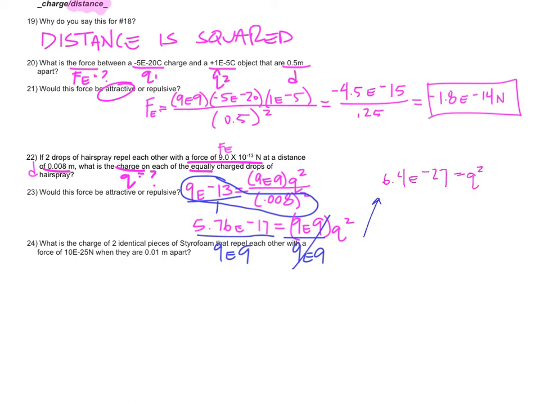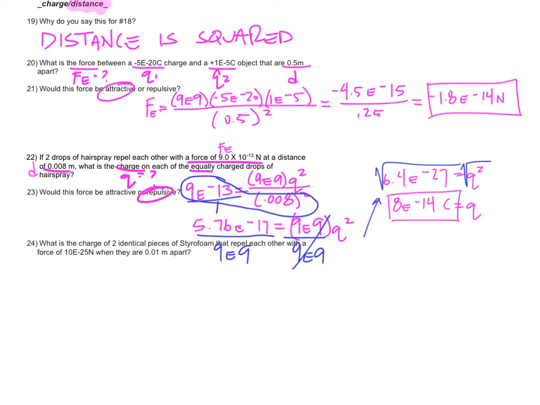My last step is to get q by itself. In order to do that, I have to take the square root of both sides. So I get q by itself now. And q equals 8 times 10 to the negative 14 coulombs. So is it attractive or repulsive? Well, I've got two charges. Both charges appear to be negative. So positive. So two positive charges will repel each other. That'll be a repulsive charge.